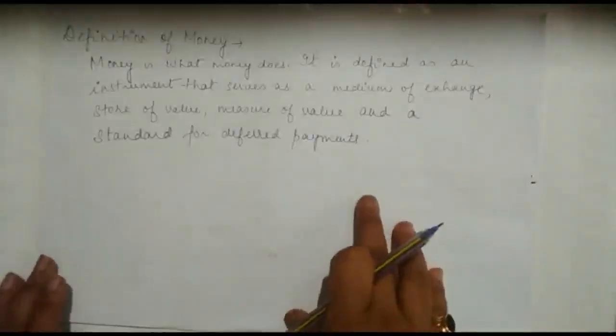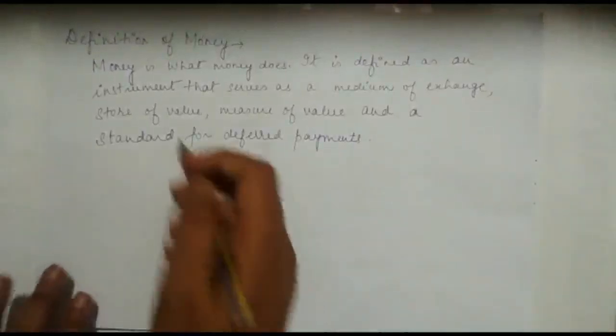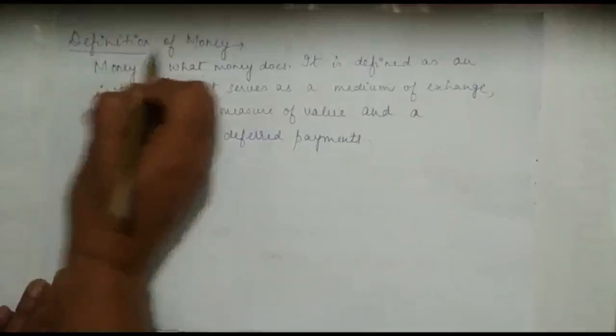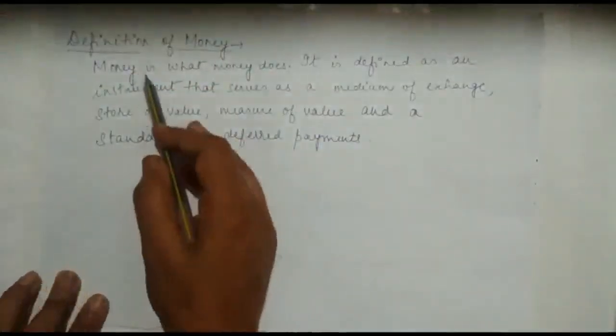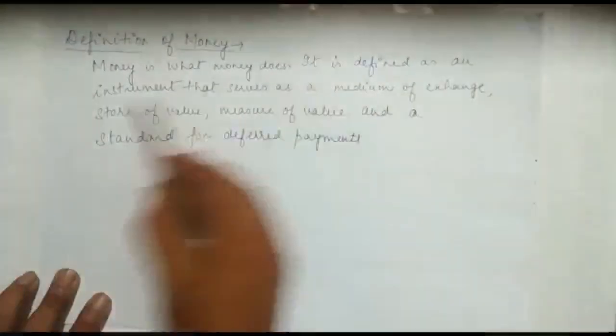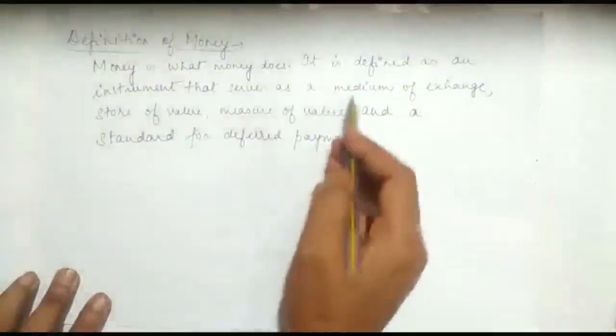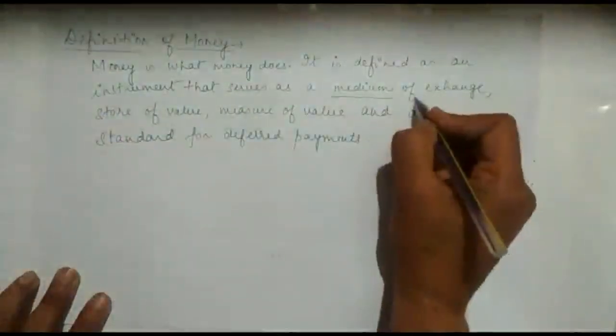Okay, children, now we are done with the drawbacks. Now come to the definition of money. What do you mean by money? The actual definition of money, this is important, you have to learn it. Money is what money does. It is defined as an instrument that serves as a medium of exchange.